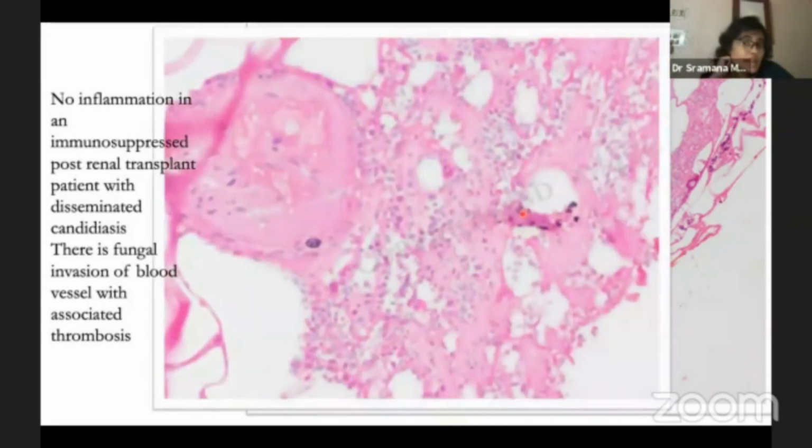So we zoom in, and what do we see? Mind you, this is a hematoxylin eosin stain. This is not a PAS stain, this is not a GMS stain, and still the fungal elements are very clearly visualized. You can see budding, you can see fungal filamentous forms. And next to this, you can see a blood vessel where there is thrombosis and fungal hyphae within the lumen.